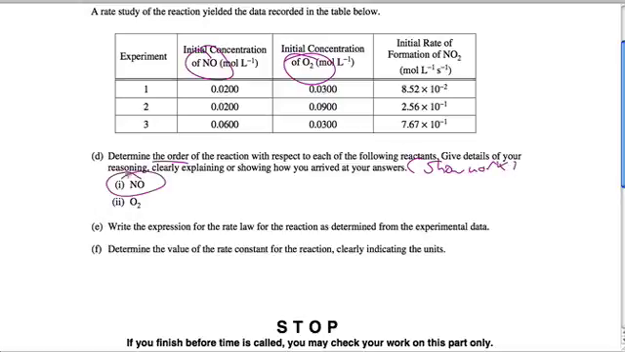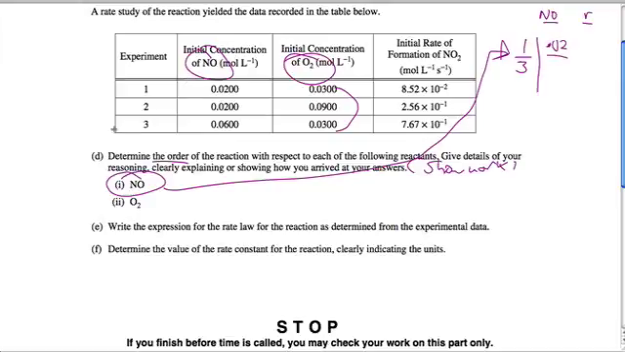Okay, so for NO, we want to know where O2 is constant. And I'm actually going to do this one up here so we have work. So this should look very similar to the one we did in class today. I did this for a reason. That's going to be experiment 1 and 3. And in experiment 1 and 3, I'm going to look at NO, and then I'm going to look at the rate. Okay, so the NO in experiment 1 is 0.02, and in experiment 3, it's 0.06. I'm going to raise both of those to the question mark power.